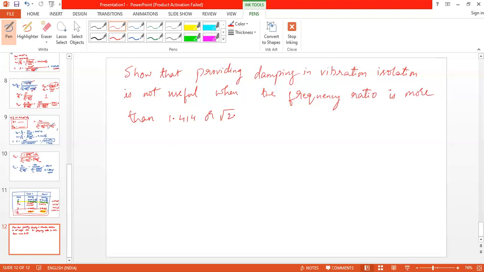Sir, you should take omega by omega n equals 1.414. If you take omega by omega n as 1.414, or √2, and zeta is 1, you should get the transmissibility ratio, that is equal to S_PR by S0. You should get it as 1.